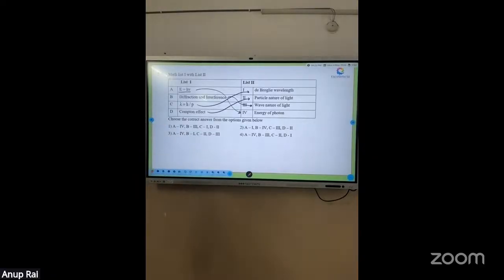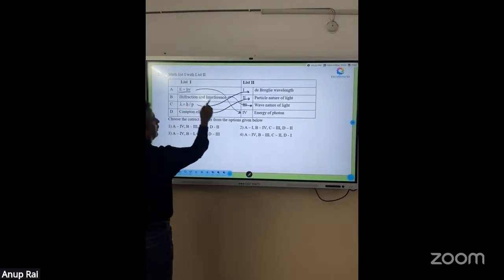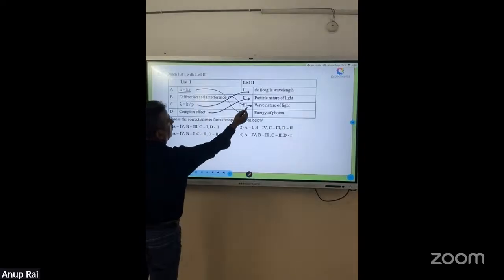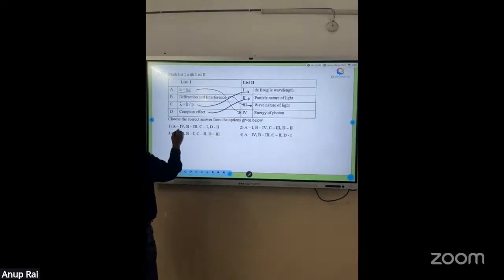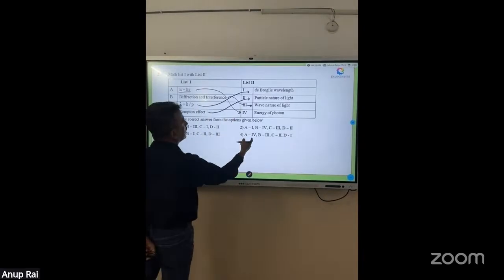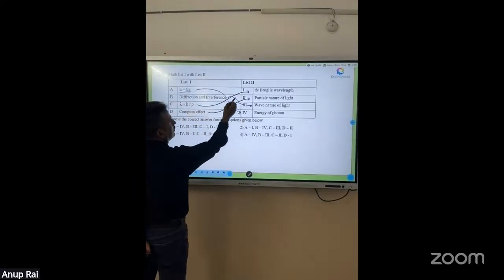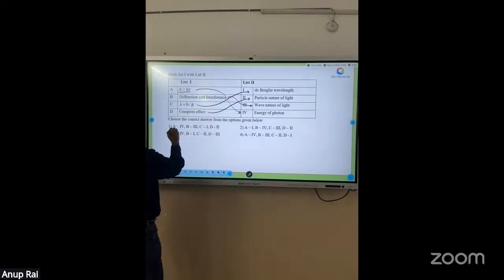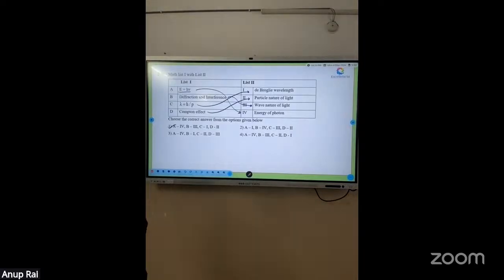So these are going to be the matches. So one we can say that A4 B3. So A4 B3 is here also. A4 B3 is here also. Then C is 1. So C is 1. Option 1 is correct in that case. Okay.